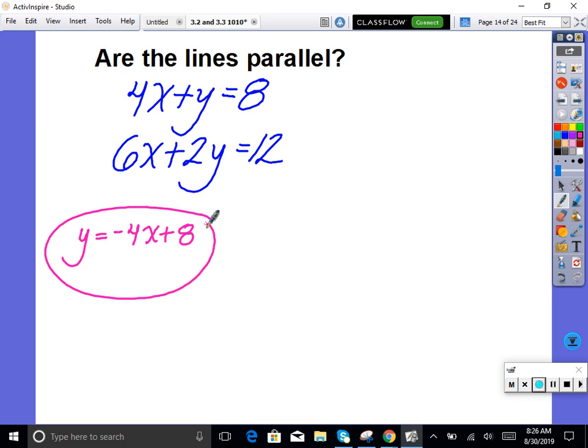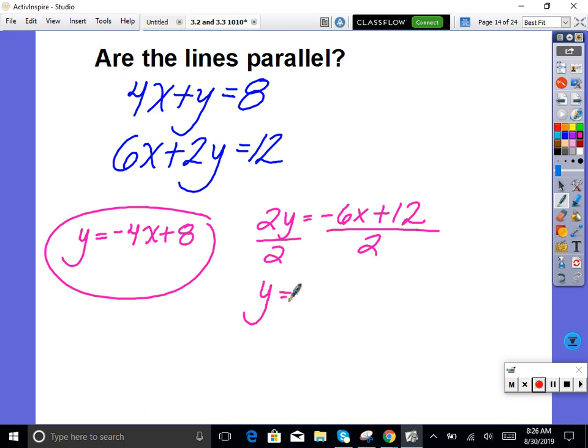Let's do this one. The first thing I would do is subtract 6x. So then I have 2y is equal to negative 6x plus 12. Divide by 2. So y is equal to, divide both of these by 2, so that would be negative 3x plus 6.